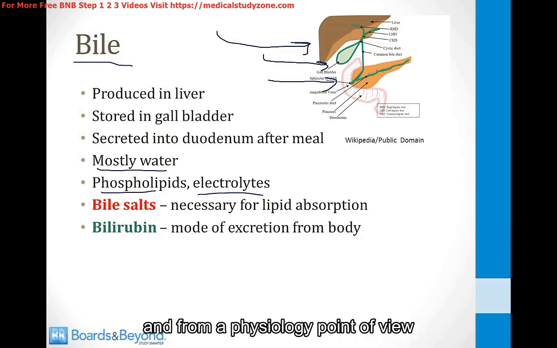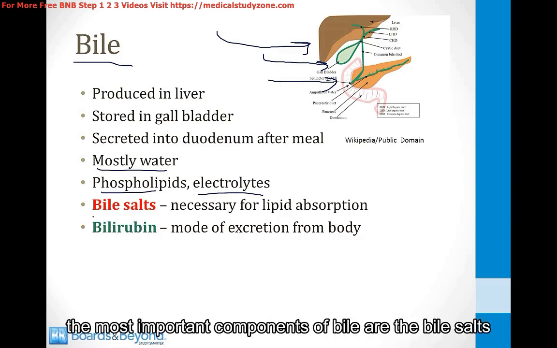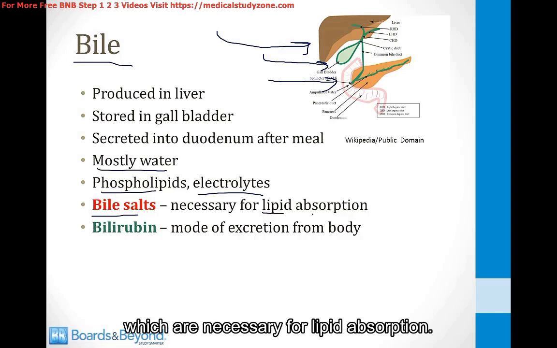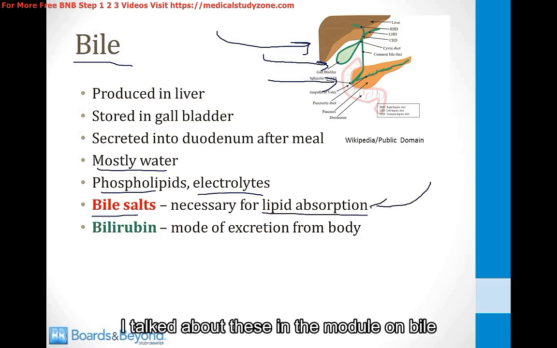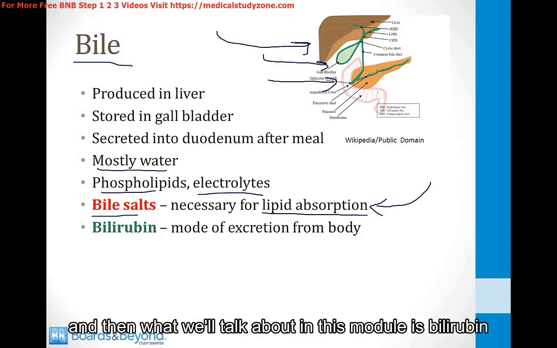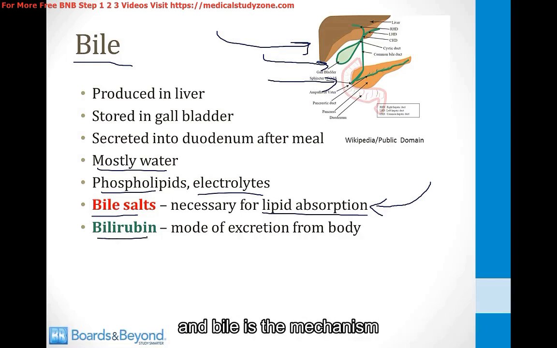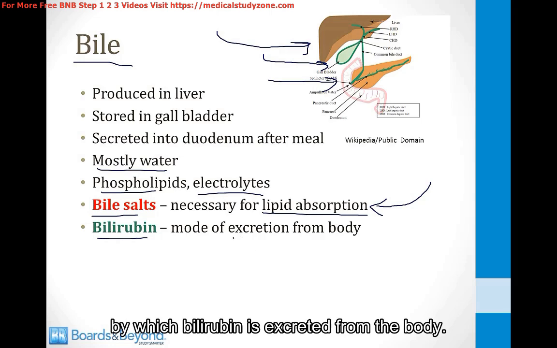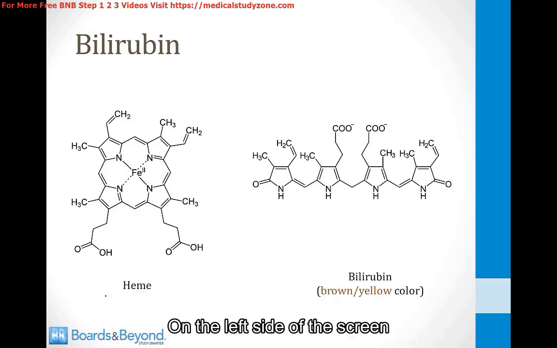And from a physiology point of view, the most important components of bile are the bile salts, which are necessary for lipid absorption. I talk about these in the module on bile. And then what we'll talk about in this module is bilirubin, and bile is the mechanism by which bilirubin is excreted from the body.